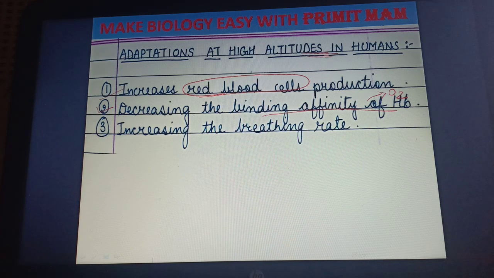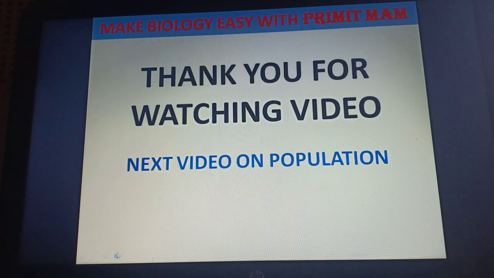The third one is an increase in the breathing rate. Human beings increase the breathing rate. As a result, more oxygen will be taken inside the body, and human beings can survive. They can adapt themselves at high altitudes. I hope you have understood adaptations in animals, and this is all for this video.